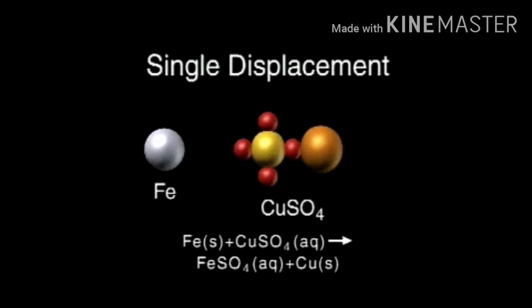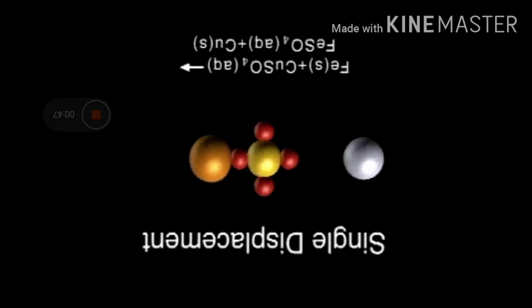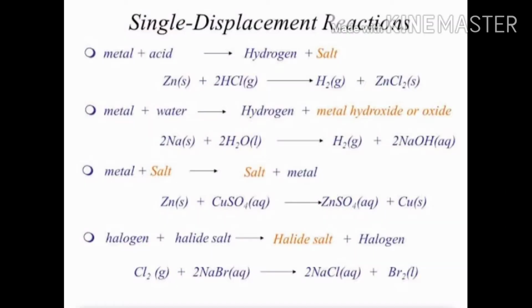Next is displacement reactions. In this type, the most reactive element displaces the least reactive element from its salt. Let's look at some examples. When zinc reacts with HCl, zinc displaces hydrogen and forms zinc chloride, and hydrogen gas is produced. When sodium reacts with water, sodium metal displaces hydrogen and forms sodium hydroxide, and hydrogen gas is liberated.